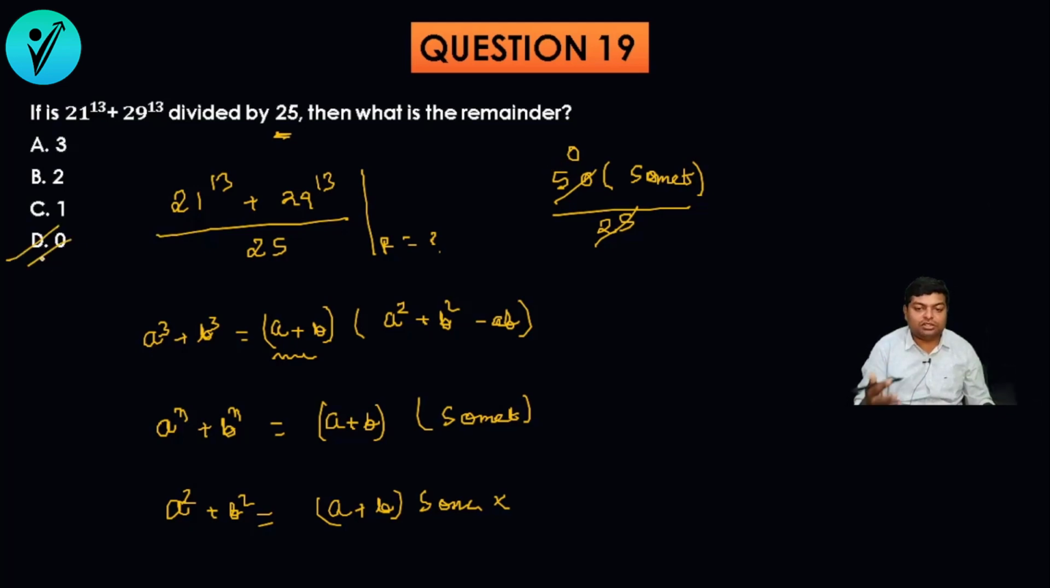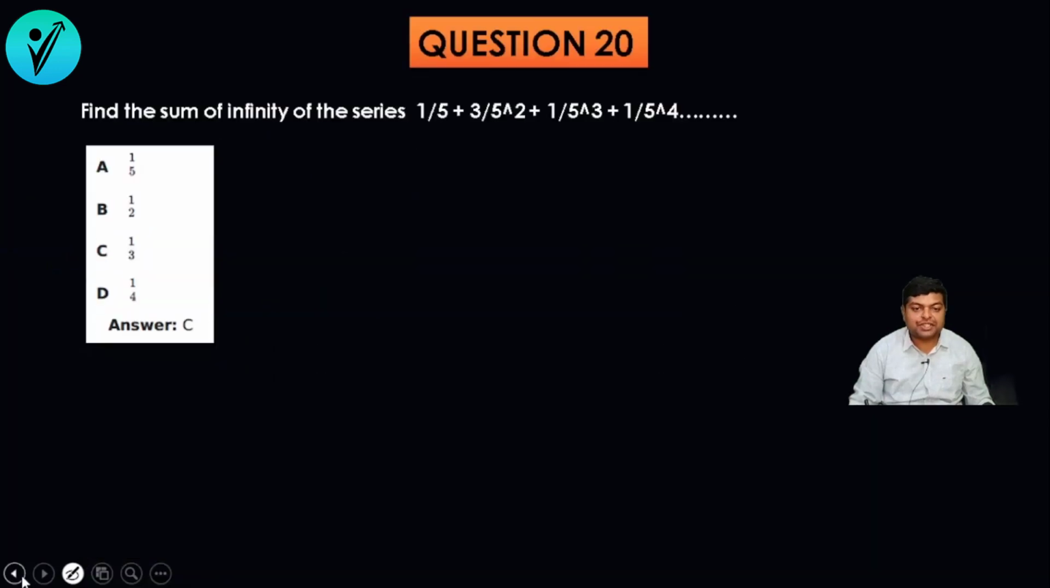Very easy question. If you know the concept, it's a very easy question. So the correct answer to question number 19 is again 0. Moving on to the next question, which will be the last question of the day, question number 20. The next part of the questions will be taken in another video.